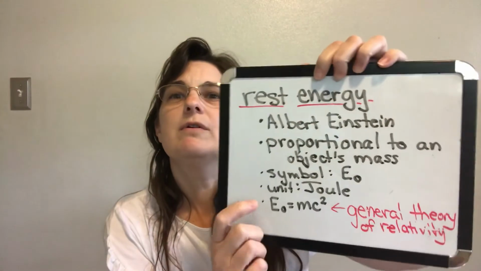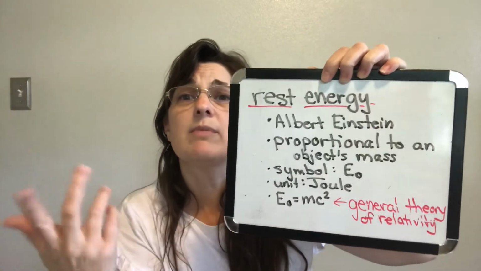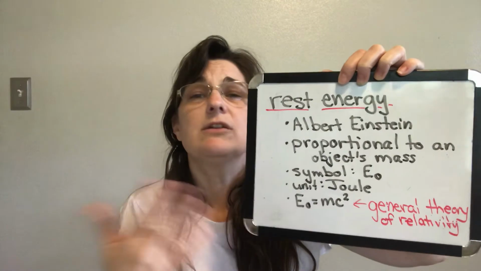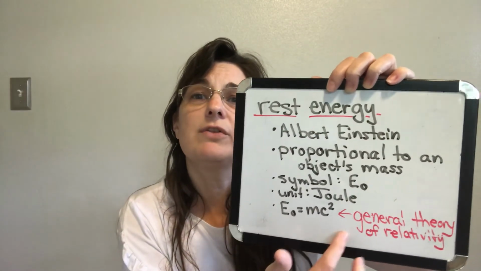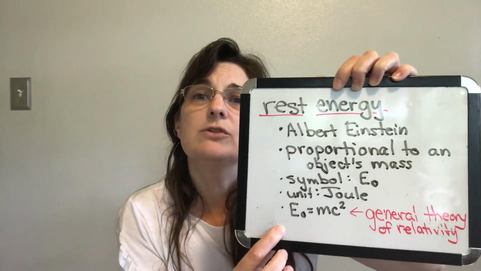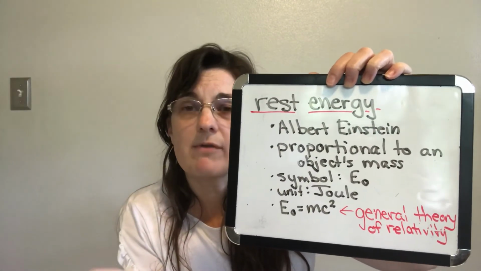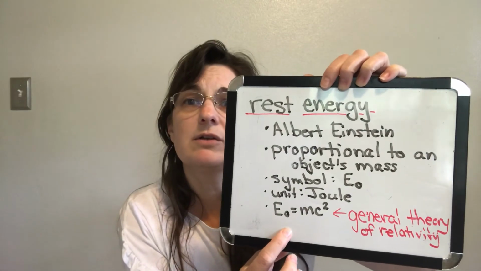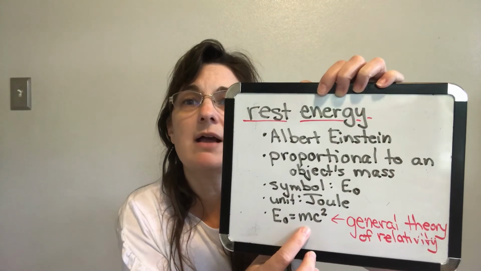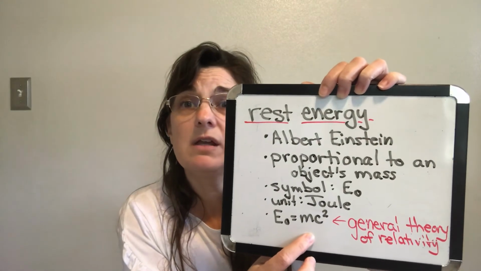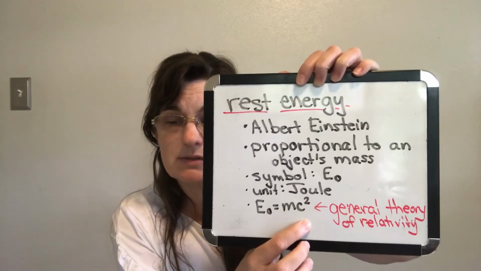And the symbol for rest energy is E sub 0, or E sub naught is the way a lot of people will say it. And it's still a type of energy, so the unit is joules. And then it's basically the general theory of relativity. Usually we just write E equals mc squared, but since we know we're specifically talking about rest energy, I went ahead and put the little sub naught on it. But this energy is calculated by the mass of the object times the speed of light squared. So that's the way that you calculate this.